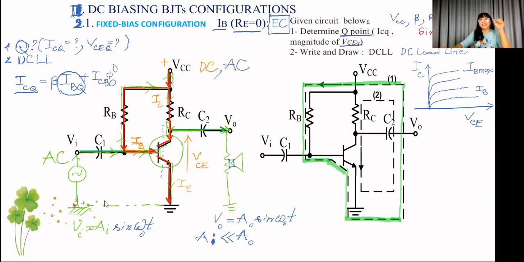Như vậy mạch phân cực, this is the biasing, this is giving DC energy to decide the position of the Q point and to decide how the circuit is working.